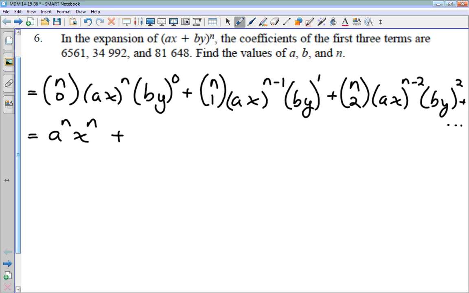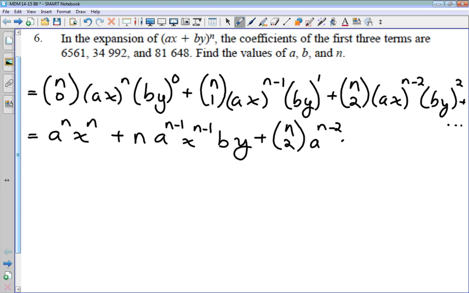Our second term, n choose 1, is just n, and if we do the expansion here, we get a^(n-1) x^(n-1), and b, and then y, because those are both to the exponent 1. Our third term is the trickiest one. There's not much we can do with our combination, n choose 2, so we'll just leave it like that for now. But we will have a^(n-2) x^(n-2), then b squared, y squared. And again, this keeps going.